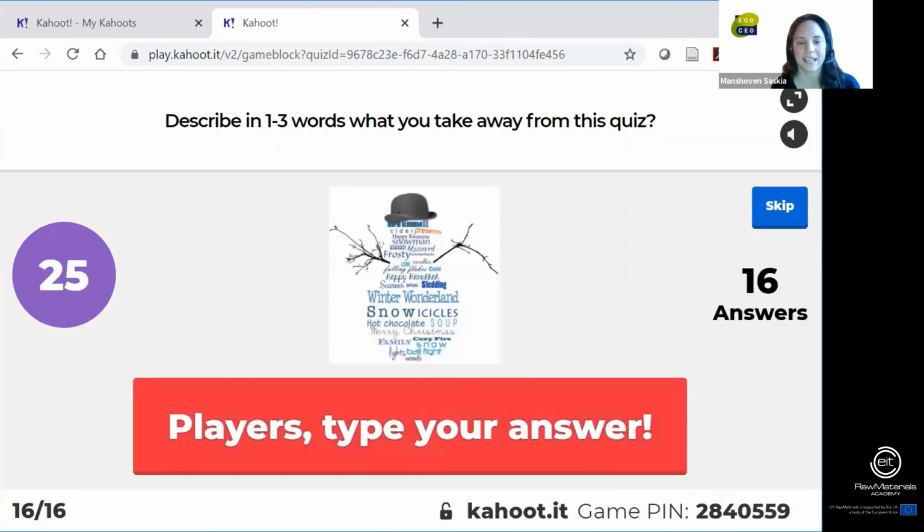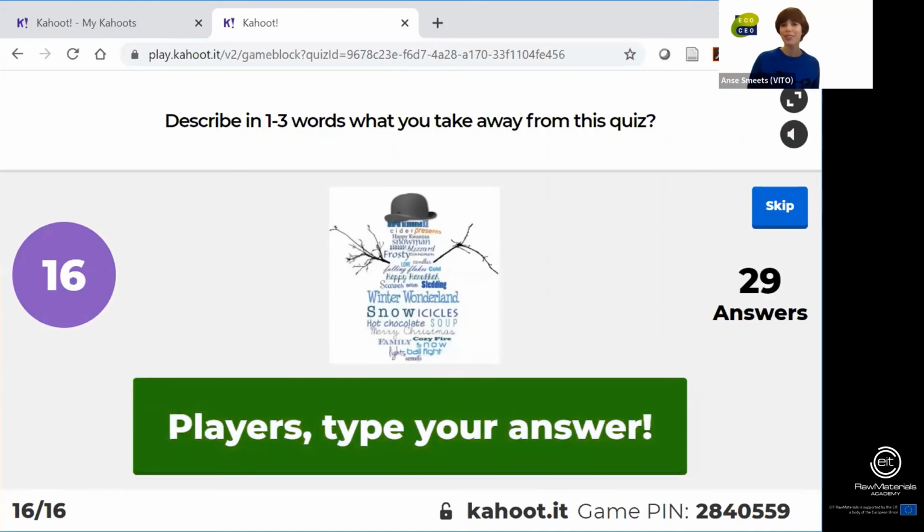Still half a minute left. In the meanwhile, I will be making a screenshot, so feel free to turn on your cameras. It's always a bit nicer when we can see some faces.